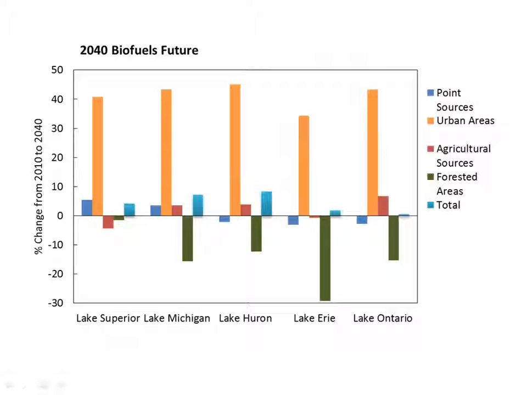We can also, because of the way we're looking at this, look at each of the individual pieces and see how those are going to change. What we have here is the point sources, the urban areas, agricultural sources, forested areas, and the total. If we look at Lake Michigan, the urban areas are going to go way up. Population is going to go up. It's going to have sprawl. We expect that to go up. Don't expect these bars to add up because this is just a percentile. But we expect that to go up.